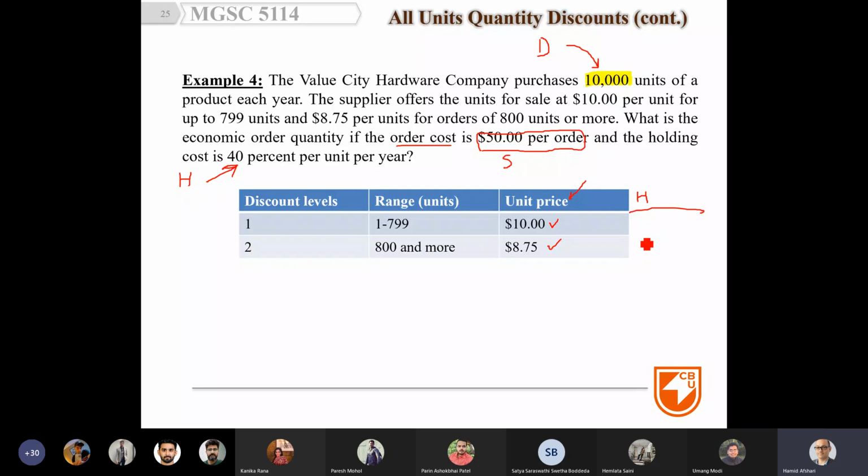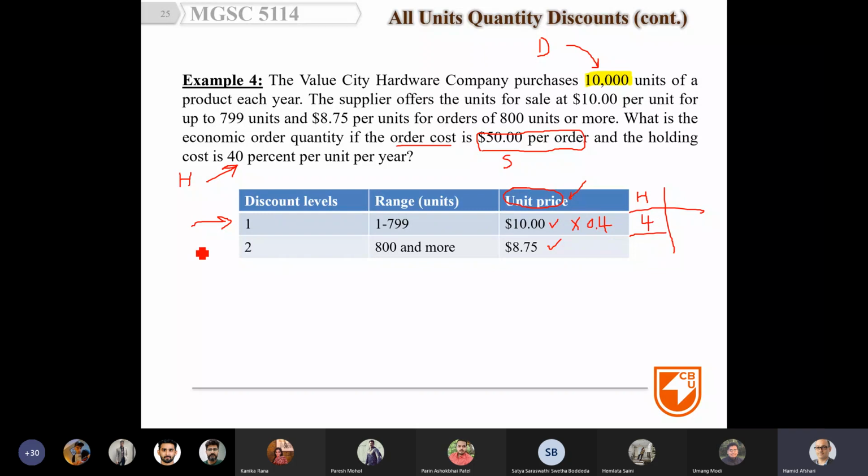How to calculate H? It will be 40% of unit price. So how much is the holding cost when the unit price is $10? It will be $10 multiplied by 0.4, so $4. That's right, $4 for the first discount level.